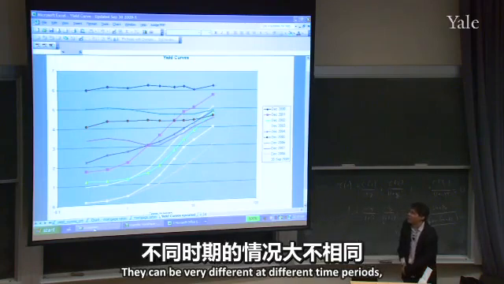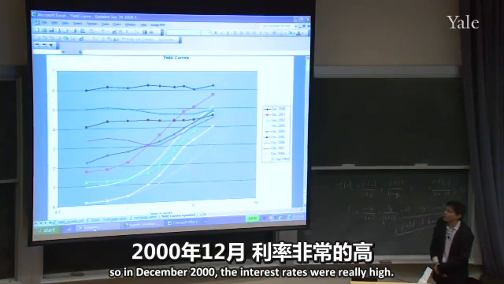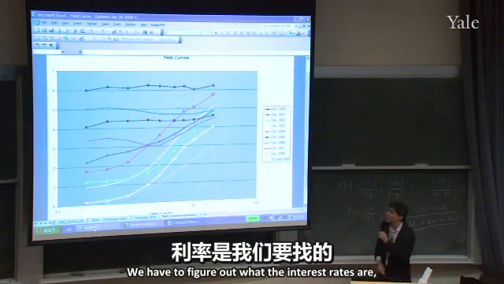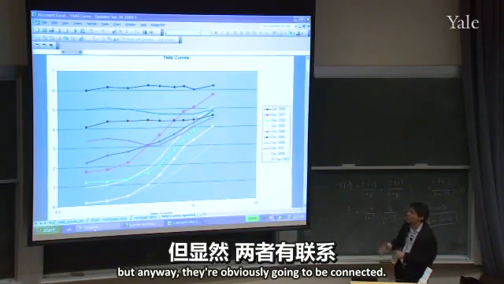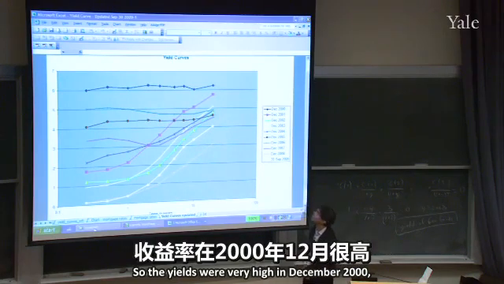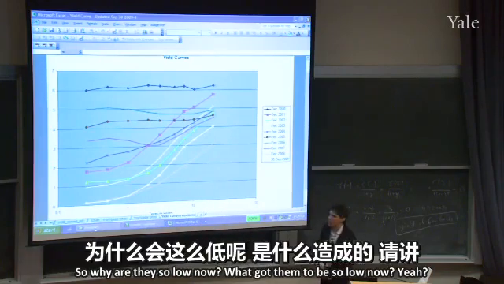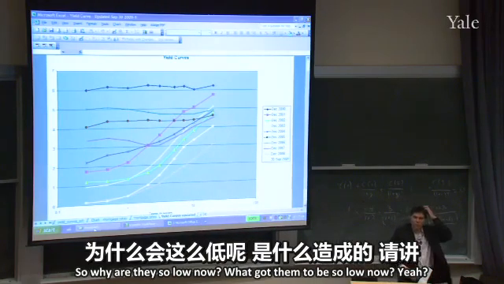They can be very different at different time periods. So in December 2000, the interest rates were really high. The yields were 6%. I'm talking yield so far. We haven't talked about interest rates. We have to figure out what the interest rates are, but anyway, they're obviously going to be connected. So the yields were very high in December 2000, and they got much lower in December 2008, and they've stayed very low. So why are they so low now? What got them to be so low now?